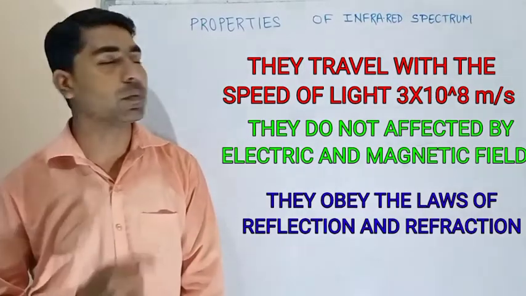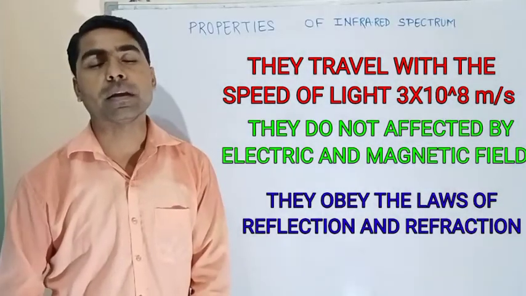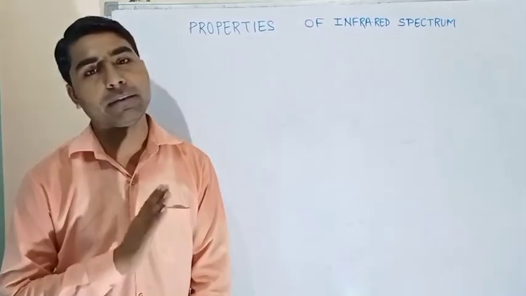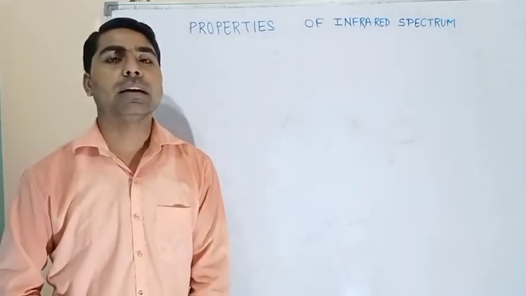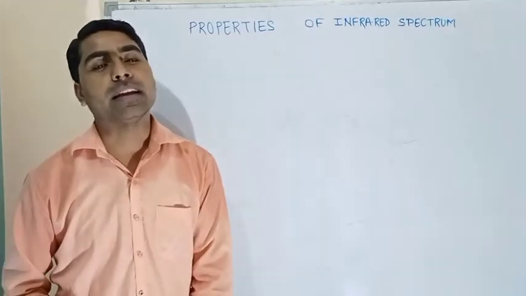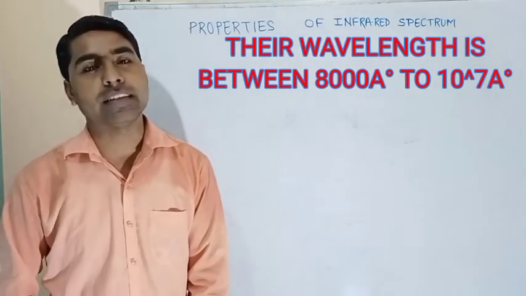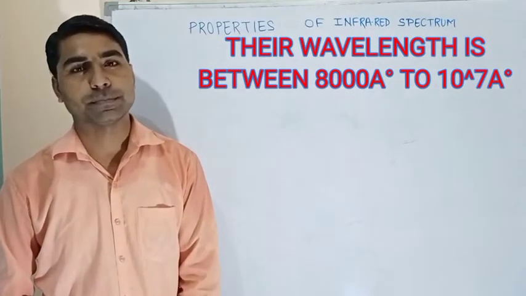But here we are talking about the infrared. So the next point will be only about the infrared. The next thing is the range. It ranges from 8000 angstrom to 10 to the power 7 angstrom.